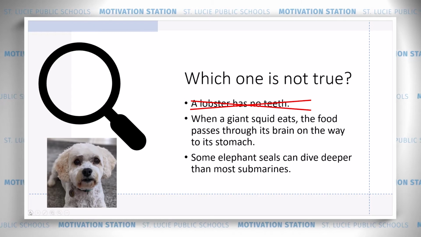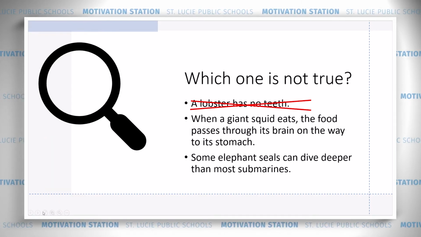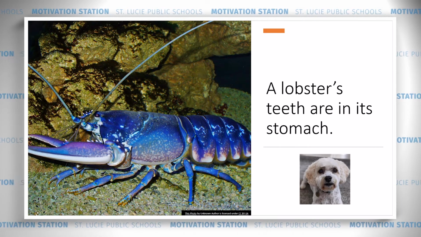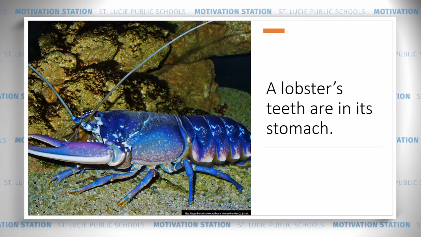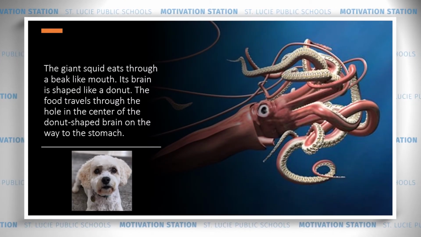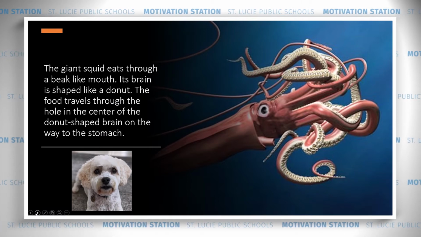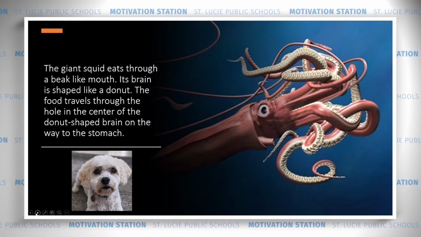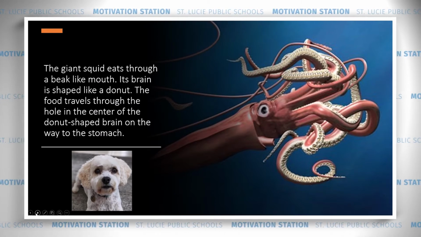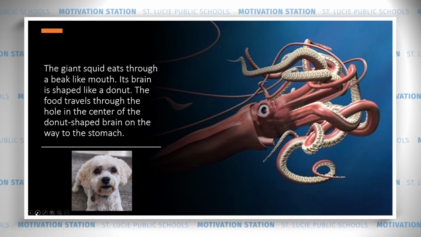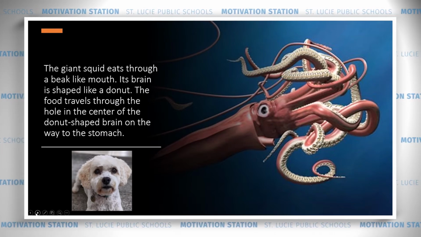A lobster does have teeth. A lobster's teeth are actually in its stomach. That's weird. The giant squid eats through a beak-like mouth. A beak like a bird beak, kind of a beak. Its brain is shaped like a donut. That's weird. The food travels through the hole in the center of the donut-shaped brain on the way to the stomach. Yeah, weird, weird, weird.